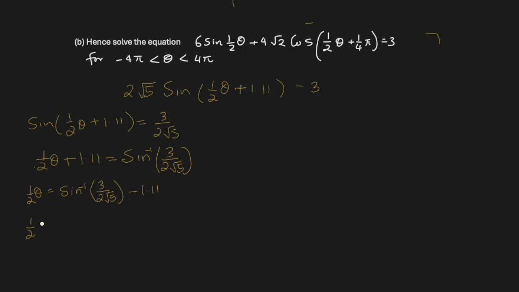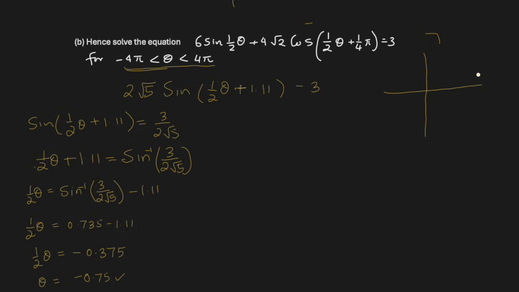So what I'm getting here is half theta equal to 0.735 minus 1.11, which is half theta equal to negative 0.375. Okay, and that gives us theta equal to negative 0.75, which is in this domain. So correct answer. However, this domain is very, very large. So let's see what other answers we can get.